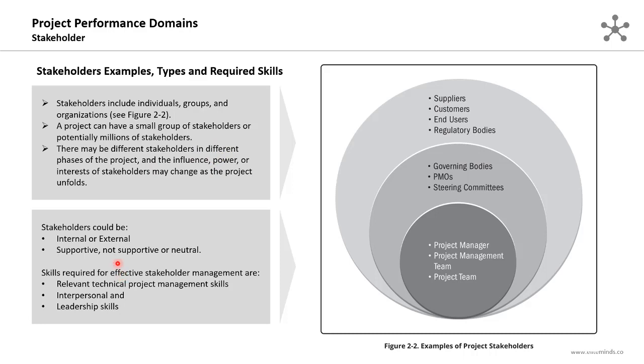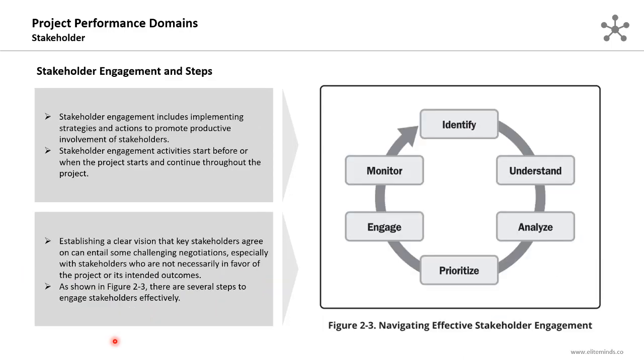Stakeholders could be internal or external to the project. The engagement level of these stakeholders might be supportive, not supportive, or even neutral. Skills required for effective stakeholder engagement and management throughout the project are relevant technical project management skills, interpersonal and leadership skills. These are the skills required for effective stakeholder engagement.